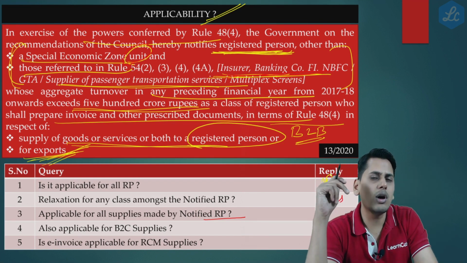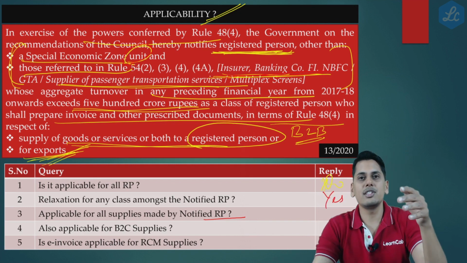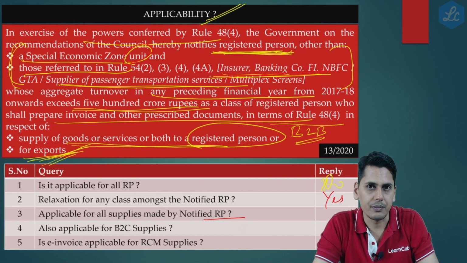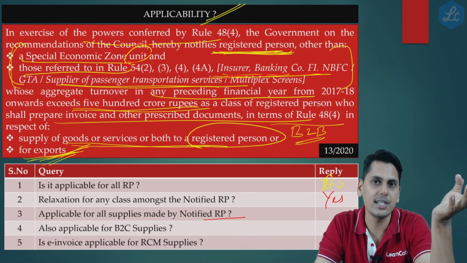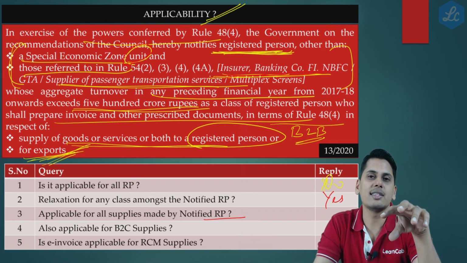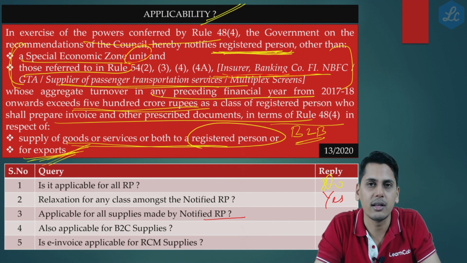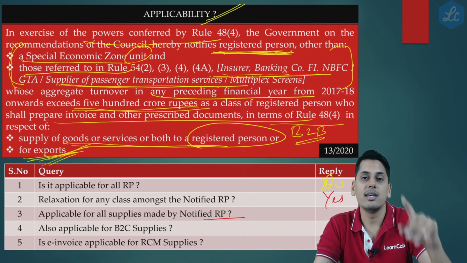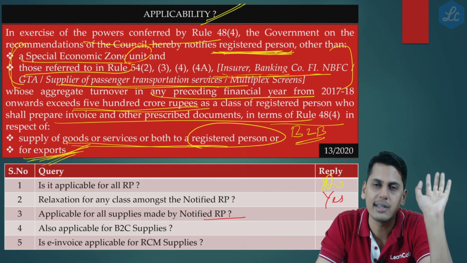Friends, can you call exports as B2B supply? Friends, please understand what is the differentiation point between B2B and B2C. If the supply is from one GST registered person to another GST registered person, it is B2B. If the supply is from one GST registered person to an unregistered person under GST, he might be a business person, never mind. He might be doing some business. Is he registered under GST? If yes, it is B2B. If no, it is B2C.